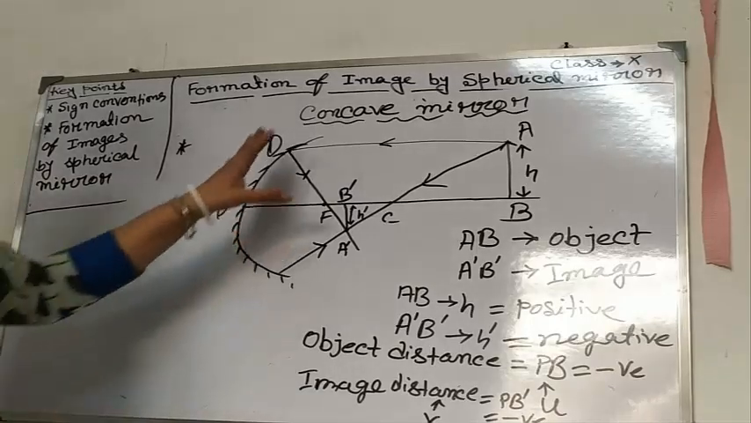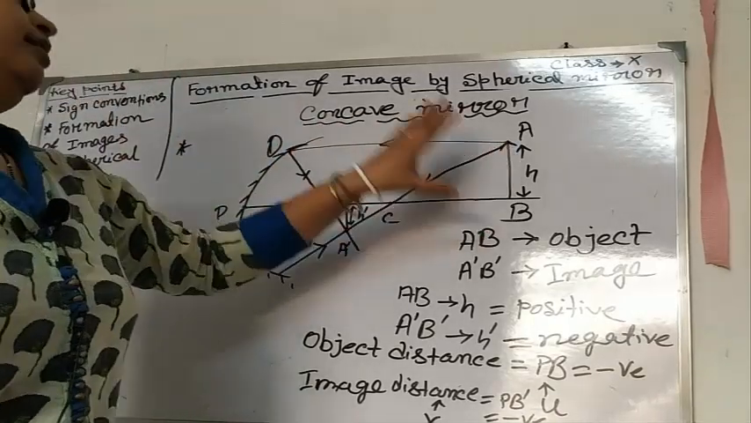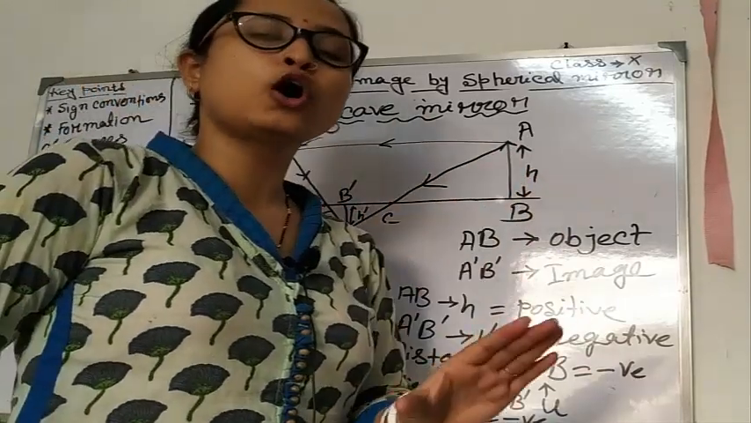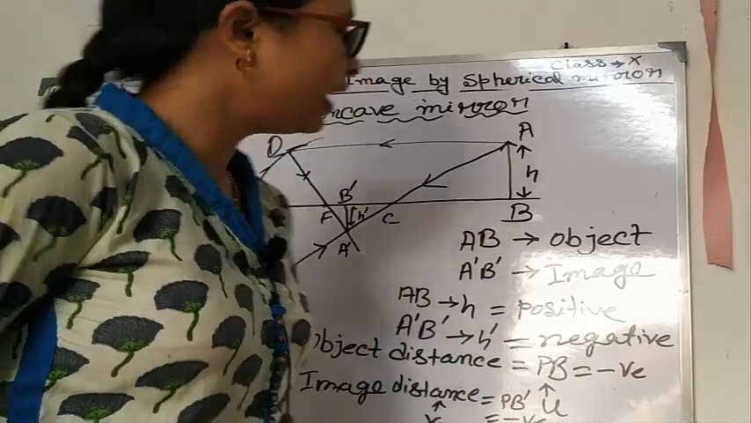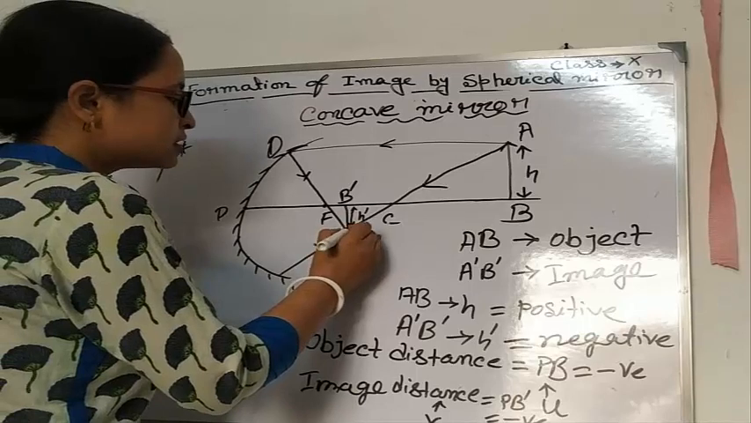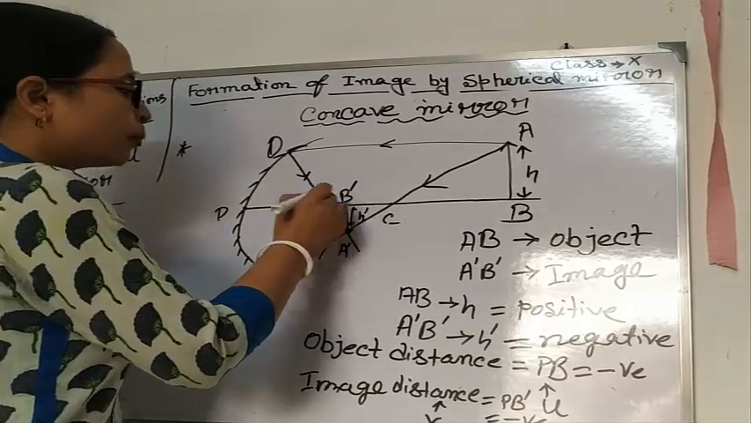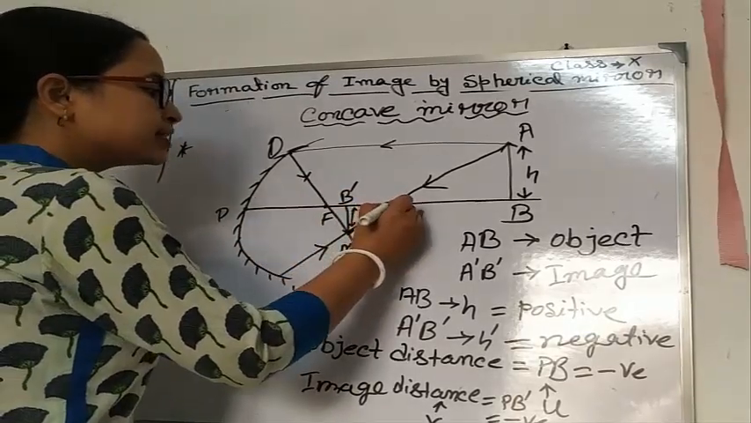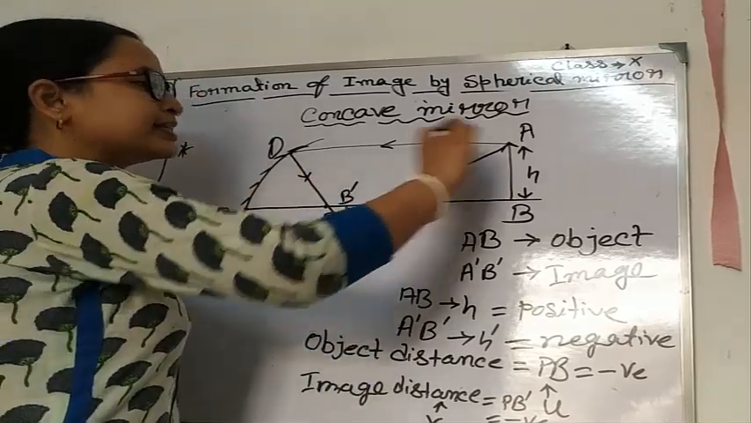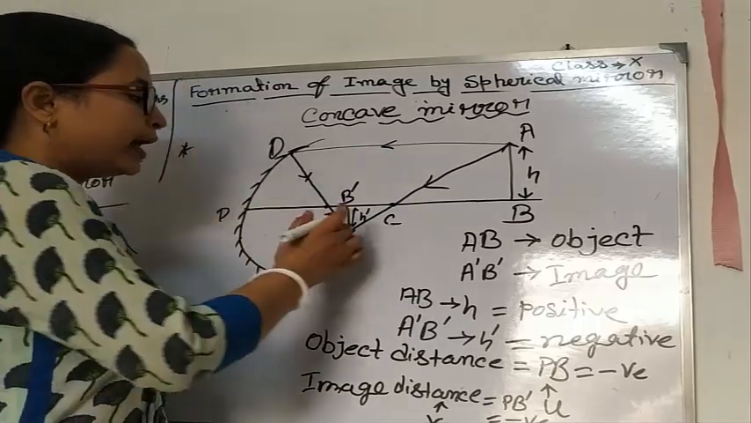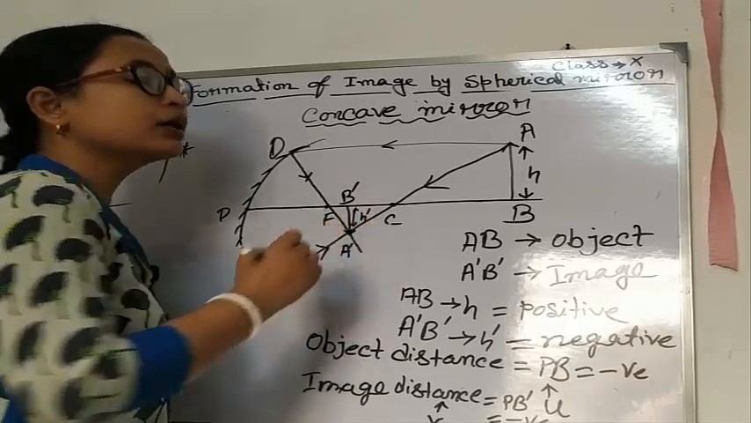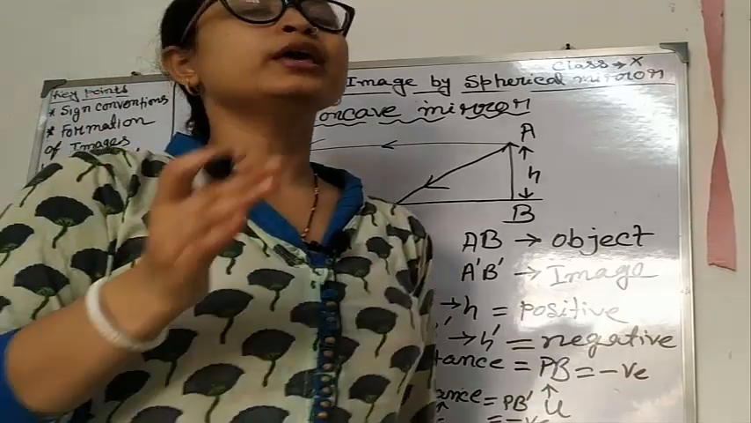So you can say that whenever the object is beyond the center of curvature, the image formed by the concave mirror is inverted. The image formed is inverted, and it will form in between the focal point and center of curvature. And the size of the image is also less than the size of the object, and the image is real. Why did I tell you it is real? Because the reflected rays meet at a point, so it will form a real image.